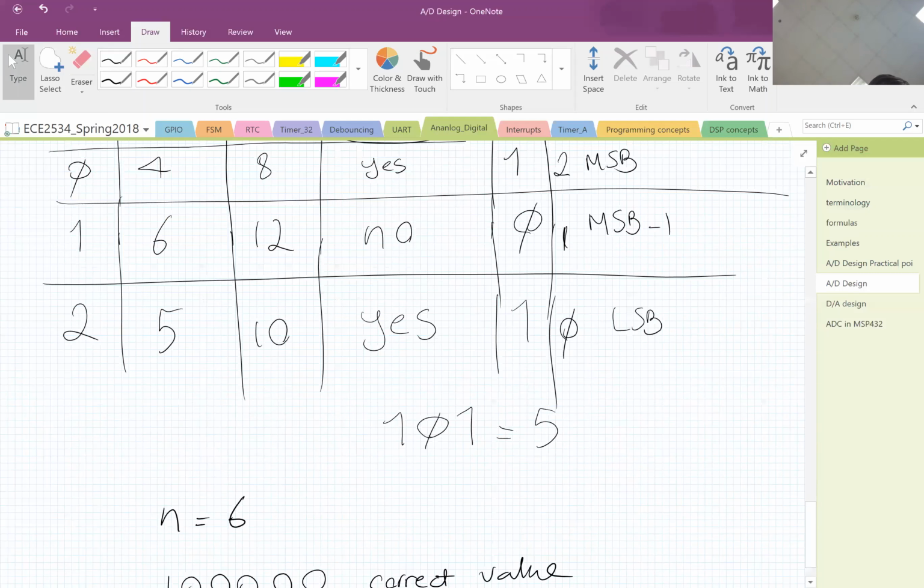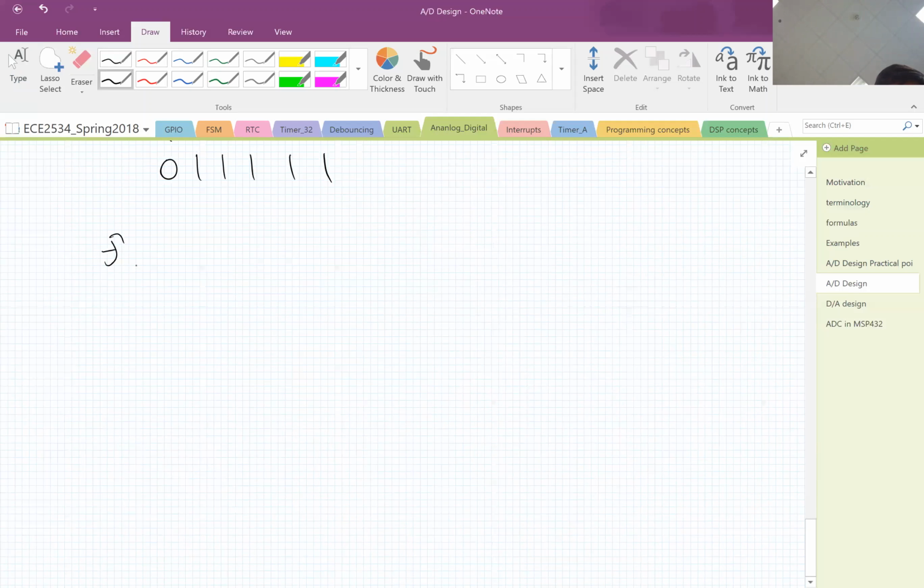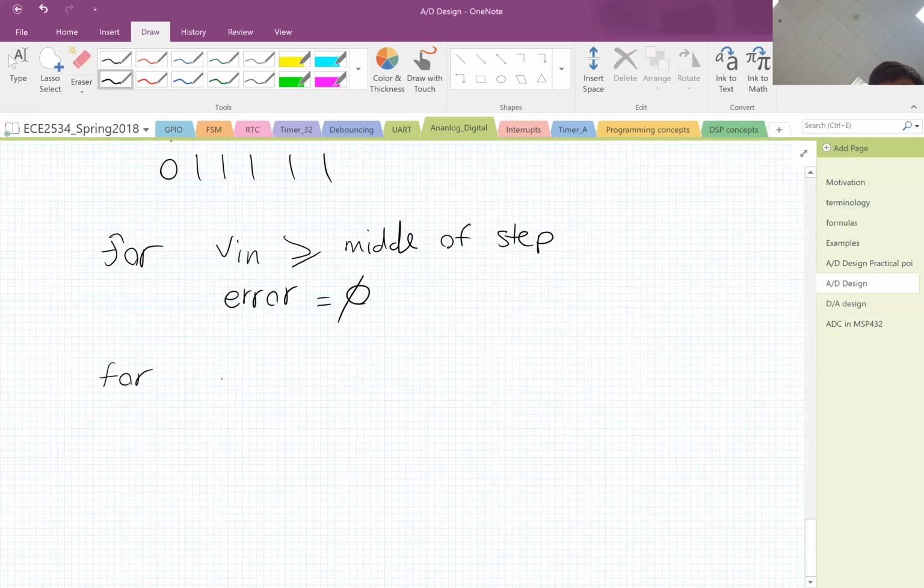So if I want to summarize it, for Vin that is more than or equal to the middle of the step, error is 0. For others, error is 1 LSB. So you just have one wrong value. You're wrong by 1 bit.